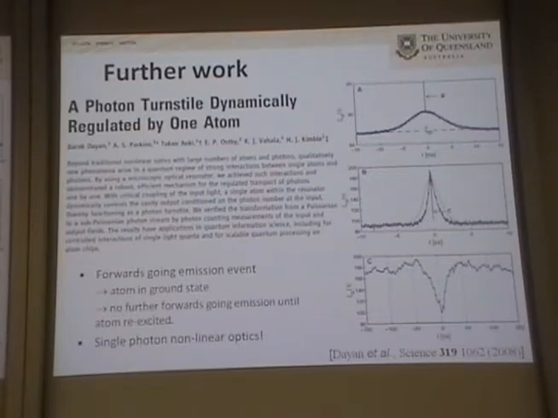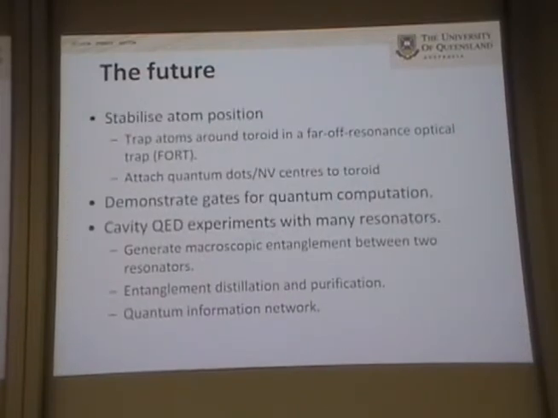So if you have the atom excited and the atom emits and you detect a click, so you know the atom has emitted, then you know immediately afterwards the atom must be in the ground state. And that means no other light can be transmitted. It's all reflected because the cavity is critically coupled. So this was the idea of the experiments. It's single photon nonlinear optics. You're using the detection of one photon to control how other photons are routed.